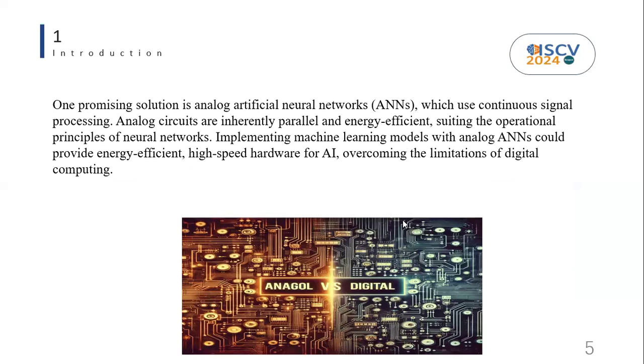One promising solution is analog artificial neural networks, which use continuous signal processing. Analog circuits are inherently parallel and energy efficient, suiting the operational principles of neural networks. Implementing machine learning models with analog ANNs could provide energy efficient, high-speed hardware for AI, overcoming the limitations of digital computing.